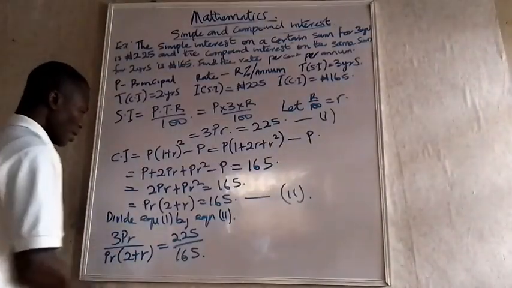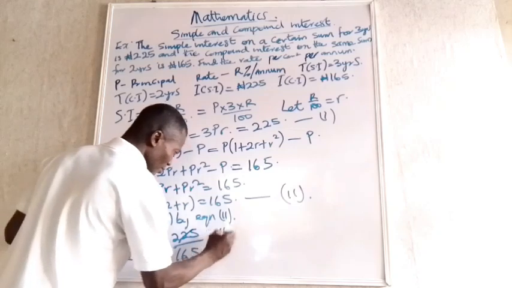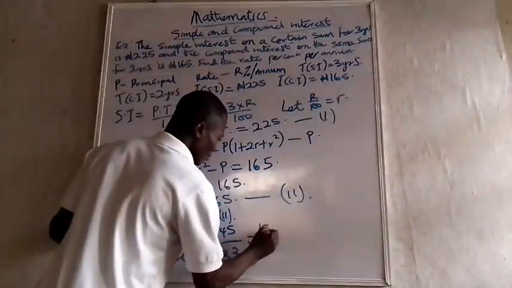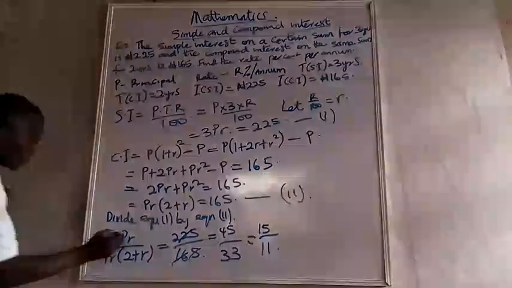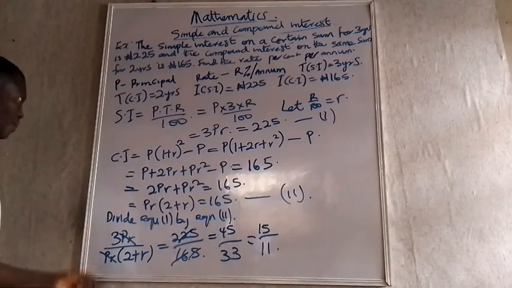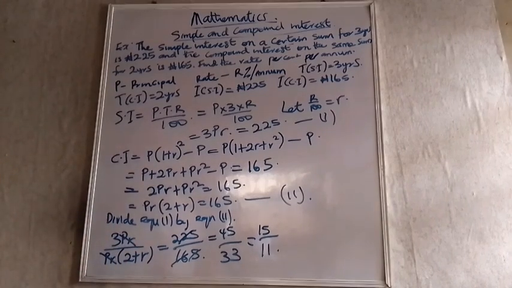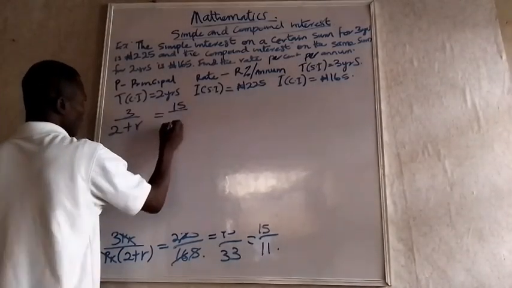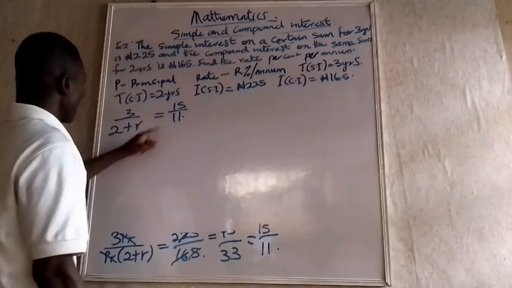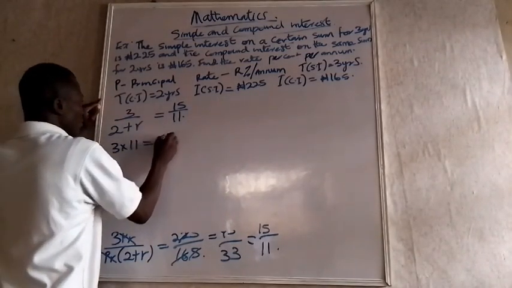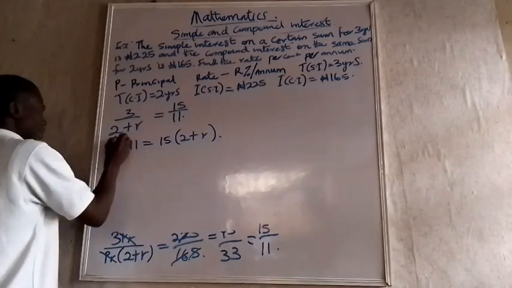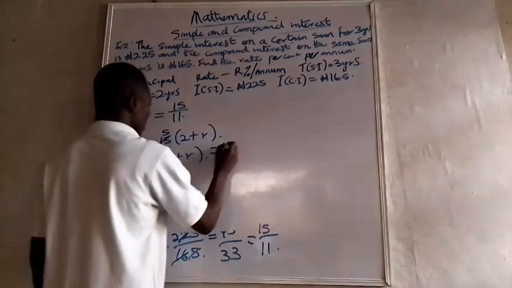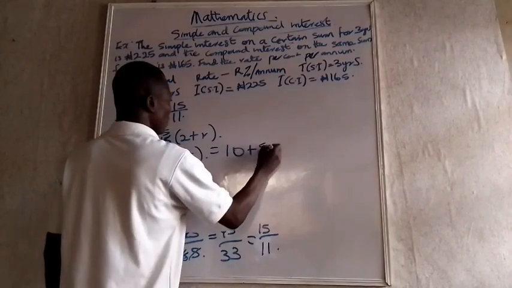Looking at this, 5 here, 45, 5 here is 3, 3. Again, 3 here is 15, 3 here is 11. So you can see, we can easily undo it now. So we can now say 3 over 2 plus r is equal to 15 over 11. I can now say 3 times 11 is equal to 15 into 2 plus r. You can divide further again by 3. So 11 is equal to 5 into 2 plus r, which is 10 plus 5r.